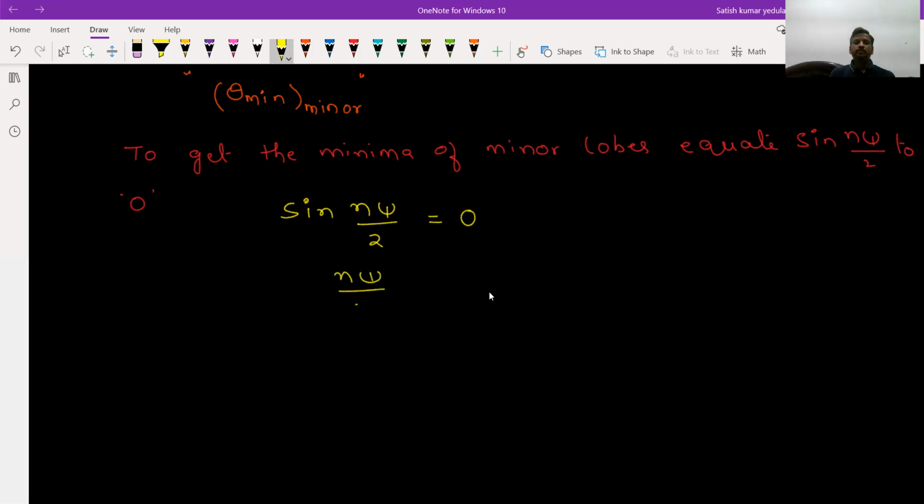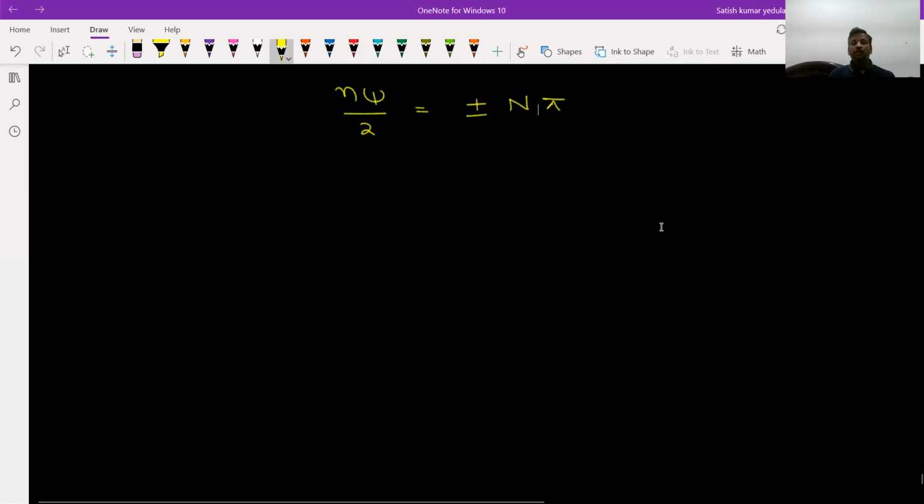n psi by 2 is equal to sine inverse 0, but sine inverse 0 is plus or minus n pi. That is, n psi by 2 will be equal to plus or minus n pi. Okay, plus or minus n pi. Now this psi is equal to plus or minus 2n pi by n, by small n.